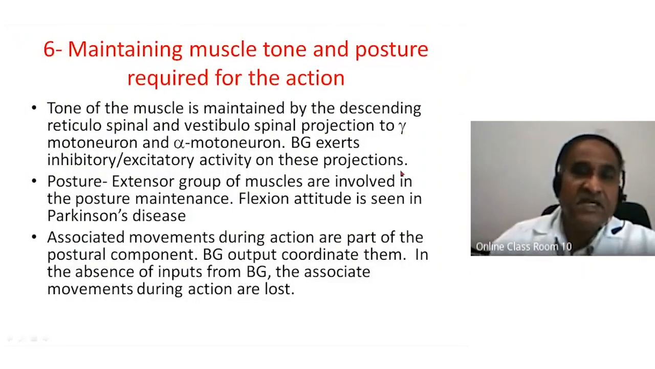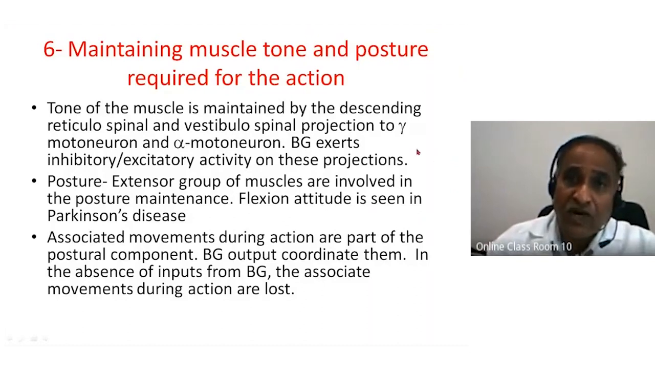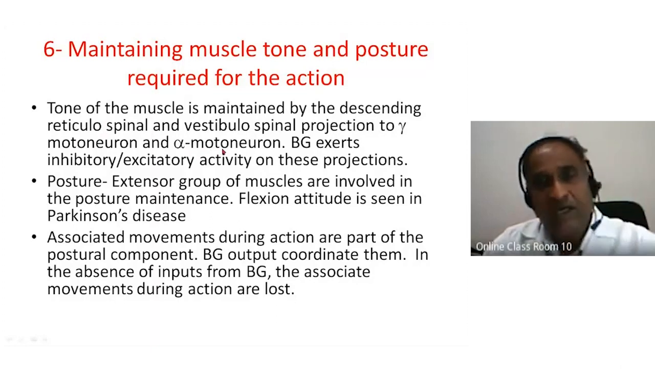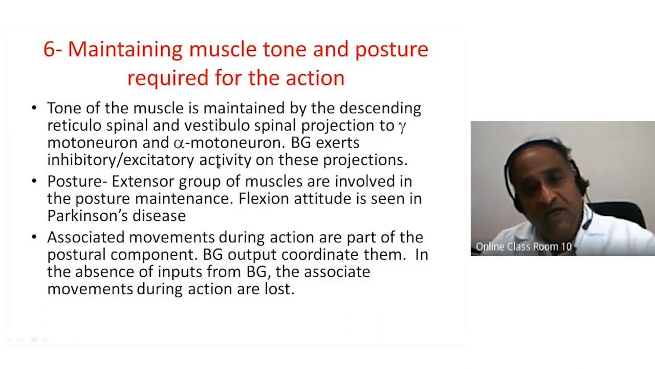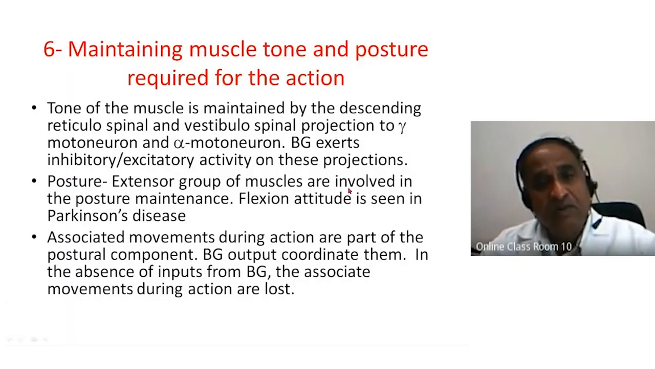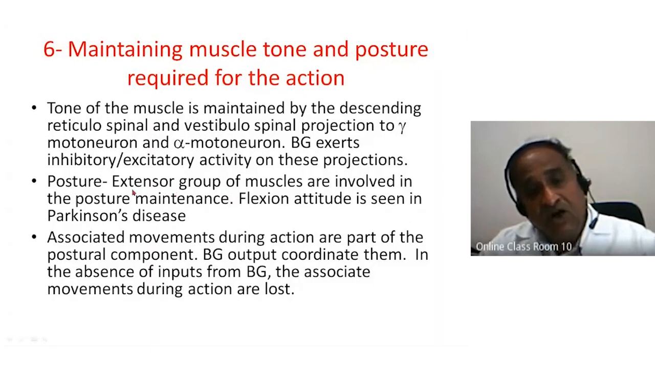Now, number 6, maintaining the muscle tone and posture required for the action. The tone of the muscle is maintained by descending reticulospinal or vestibulospinal projections to the gamma motor neurons and then to the alpha motor neuron through the 1A. The basal ganglia exert inhibitory or excitatory activity on these projections as required. I will show the actions. The extensor group of muscles is involved in posture maintenance, so there is always extensor activity for the maintenance.